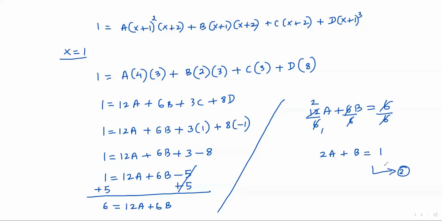Now we have two equations. Already we got one equation in terms of A and B, the first equation. Now I got the second equation in terms of A and B. I have a system of 2 equations with 2 unknowns A and B. I have to solve this system of 2 equations for A and B. Let me continue this one on the next page.